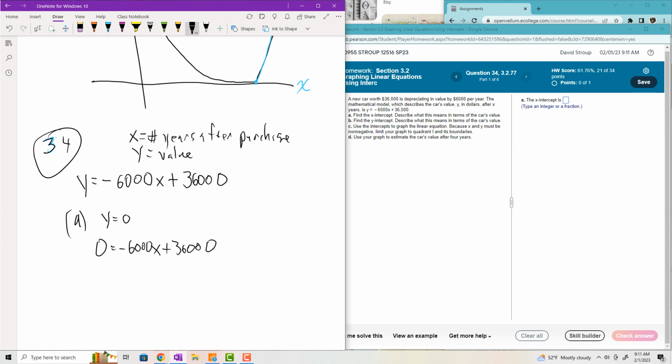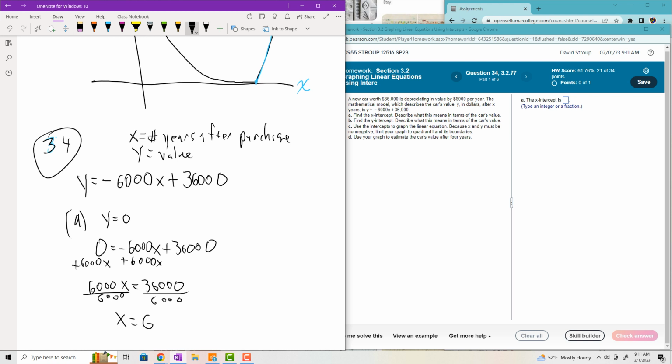And then I want to solve for x. So I'm just going to add the 6,000 x over. So I get 6,000 x equals 36,000. Then I'm going to divide both sides by 6 grand. Then I'll get x equals 6.